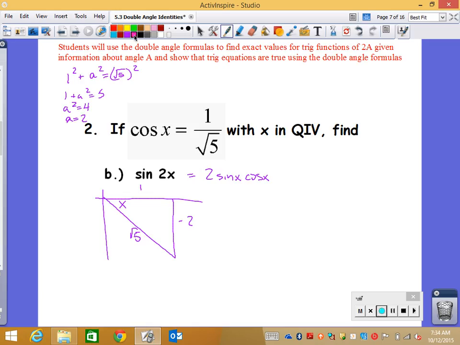Okie dokie. So this becomes 2 times the sine of x, which is negative 2 over root 5, times the cosine of x. Well, that's just 1 over root 5. We're given that. So multiply across, 2 times negative 2, we get negative 4 on top and 5 on bottom. So I get negative 4/5.